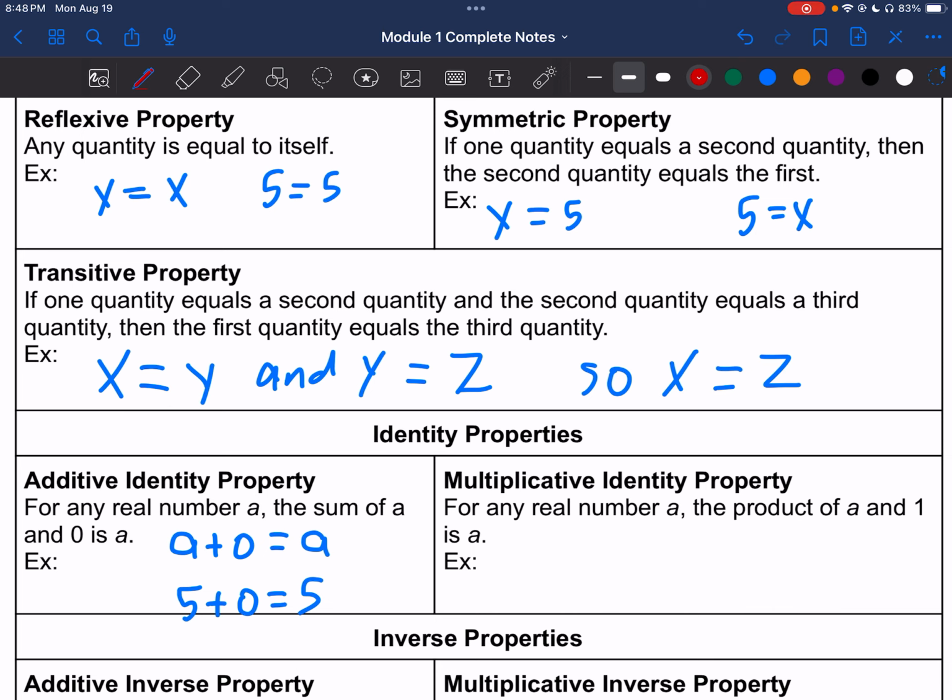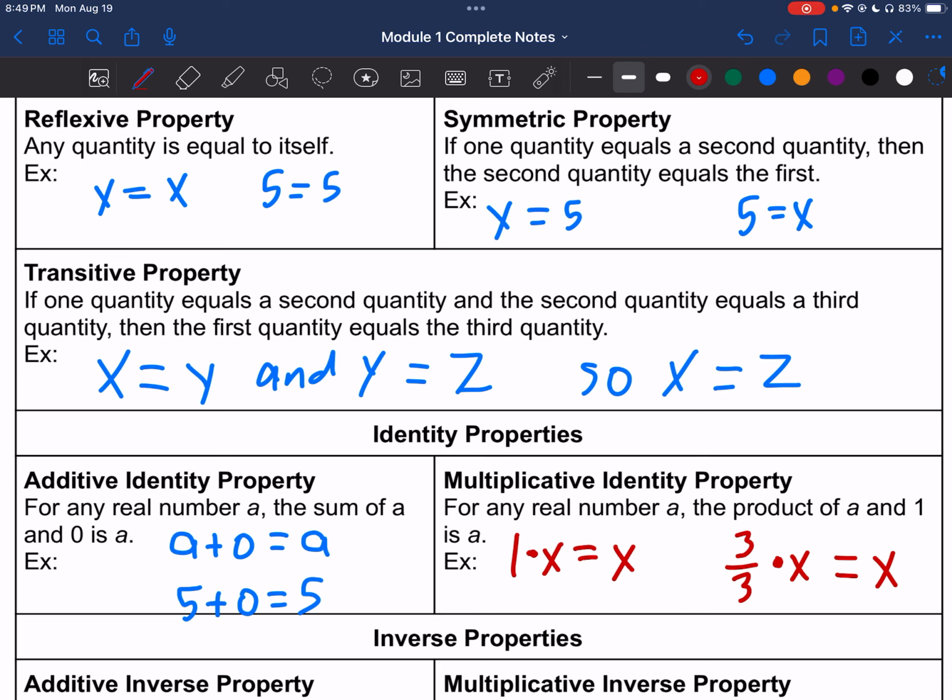Now, we're going to look at the multiplicative identity property. And what that means is for any real number a, the product of a and 1 is a. So we could have 1 times x is going to be equal to x. But we can also look at this in terms of fractions, because the fraction 3 over 3 times x, we are still multiplying by 1, because any value divided by itself is 1, so that's still going to be just x.